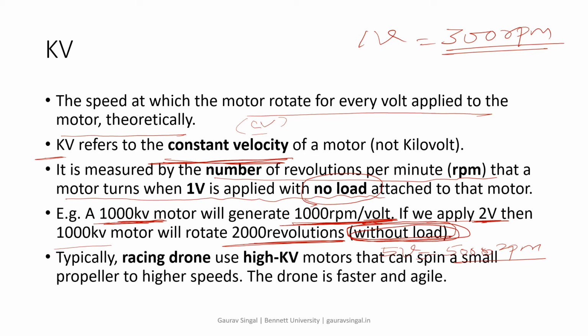Typically, racing drones use high kV motors that can spin a small size propeller to a high speed. In racing drones we need high speed motors or high speed propellers. The drone is then faster and more agile.